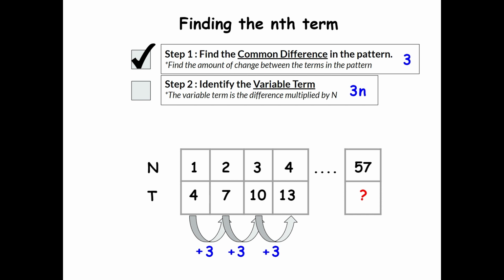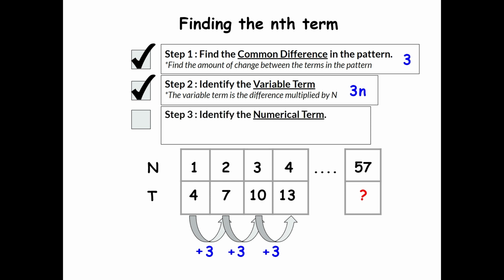So now that we've identified the variable term, the third step is to identify the numerical term, which is the term before the first term in the sequence. Now, we know that 4 is the first term in the sequence, but what term would come before the first term? Well, remember, the terms in this sequence are increasing by 3, so to calculate the term before the first term, we need to subtract 3 from the first term. So that is 4 minus 3, which equals 1. So the numerical term is positive 1.